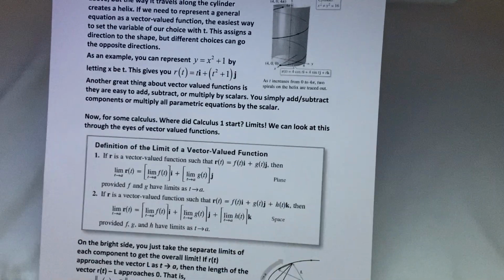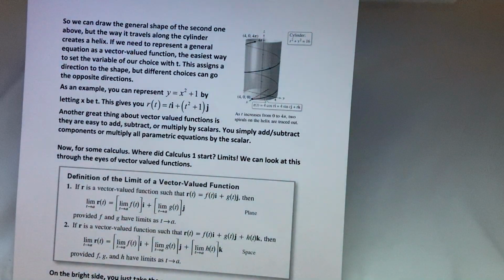So this is what it actually looks like. This is the whole shape, and the line is our vector value function traveling on the shape. So it's like a helix along a cylinder.